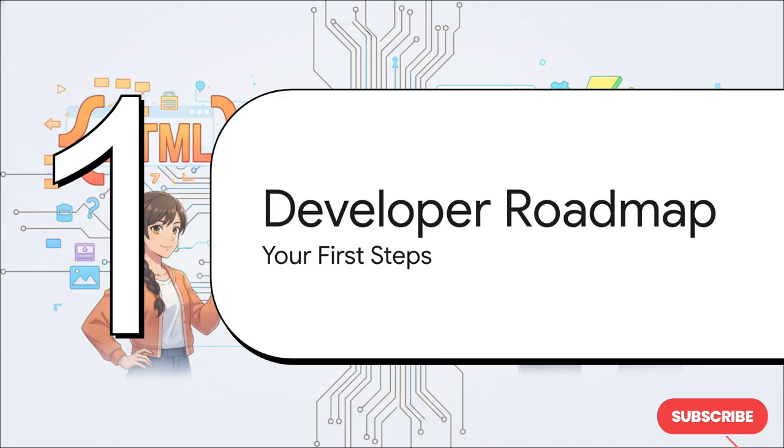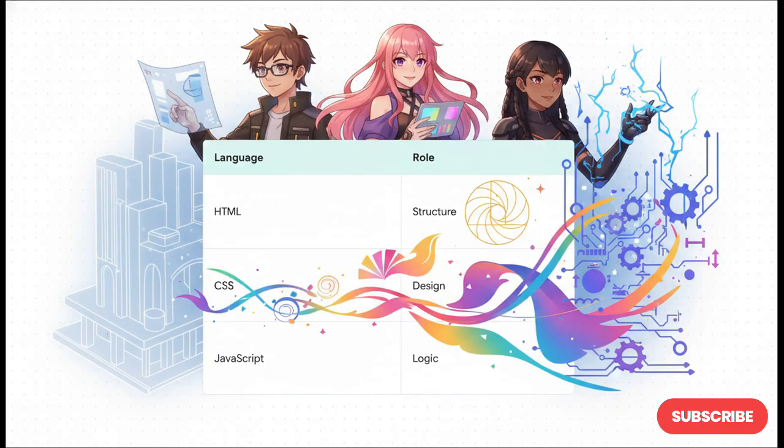Now that you understand the pieces, you might be wondering, okay, so what does it actually take to start building with them? Just remember, these three languages are a team. They have to work together. HTML builds the structure, CSS handles all the design, and JavaScript provides the logic. It's the three of them, combined, that bring a website to life.